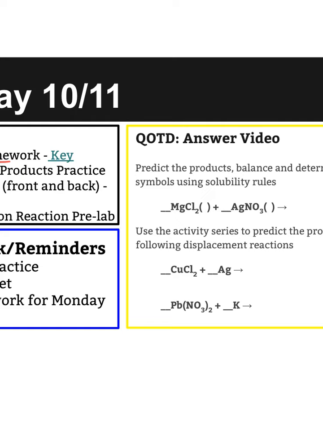And then get that precipitation reaction pre-lab set up. So you'll need the title, purpose, pre-lab work, get your procedure, and then a data table set up.